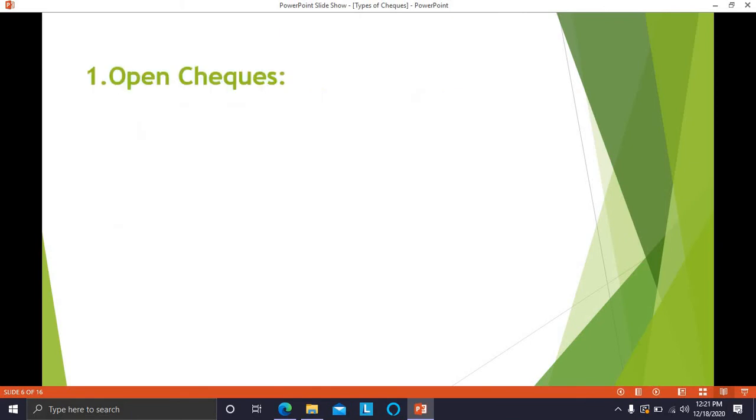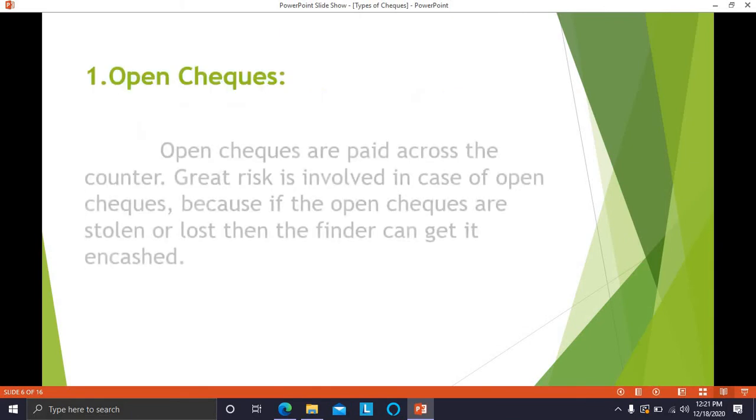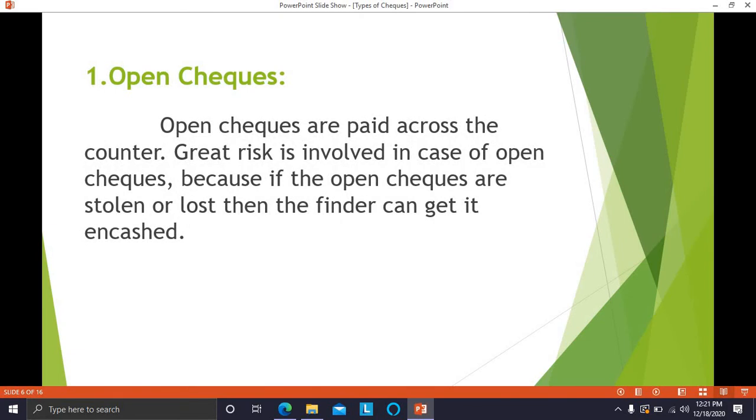Now what does it mean by open checks? Open checks are paid across the counter. Across the counter means the person who is carrying that check or who is in possession of that check, he goes to the bank, he gives that check in the bank and he will be paid as per the term or as per the amount mentioned in the check. That is the open checks. These checks are paid across the counter.